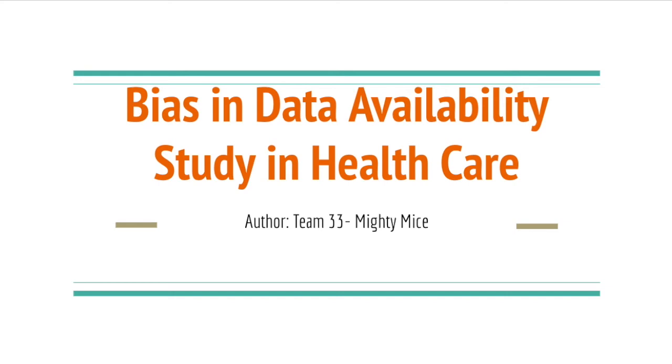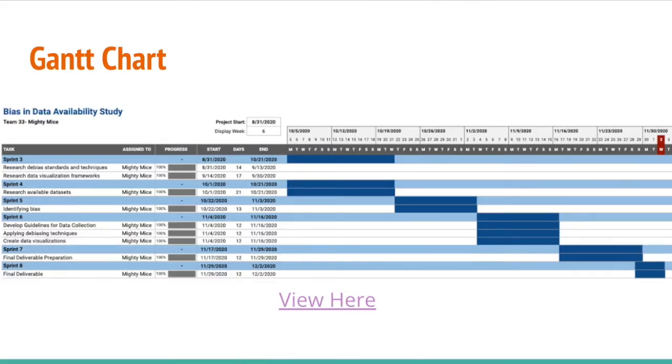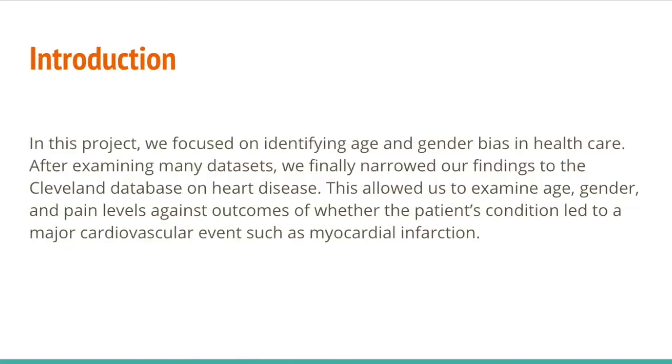Hello everyone, our project is on bias and data availability study in healthcare. Here is our Gantt chart. It is showing all of the tasks that we completed during our project, and it shows that all of them are 100% completed, so we have concluded our project.